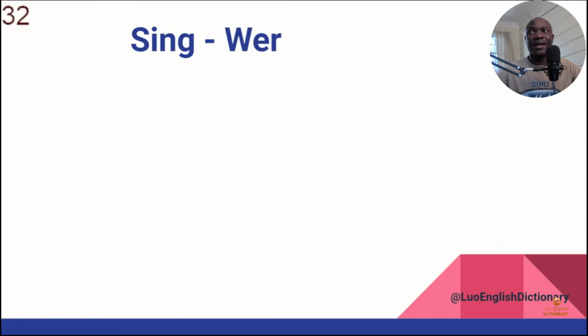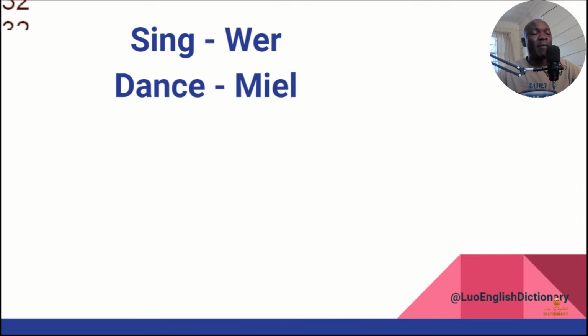All right. And then, if you look at the other part, there is where. Where means sing. The R has to be pronounced. Where. Then we have miel. Okay. Miel.